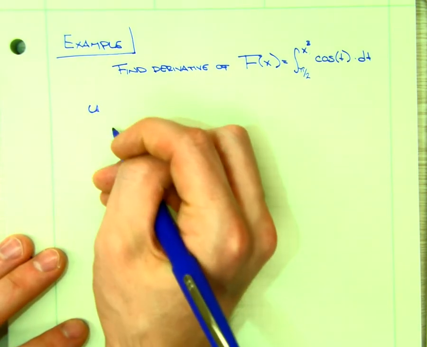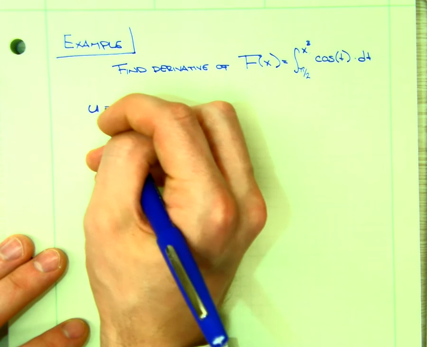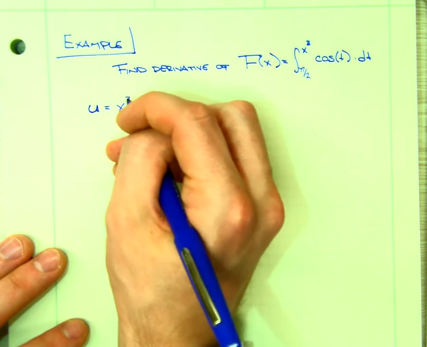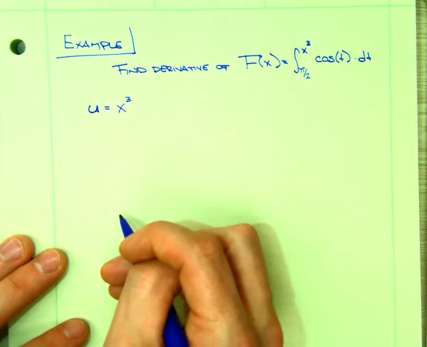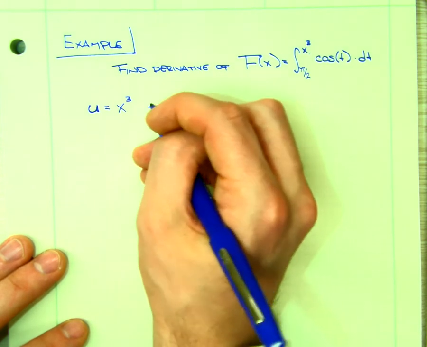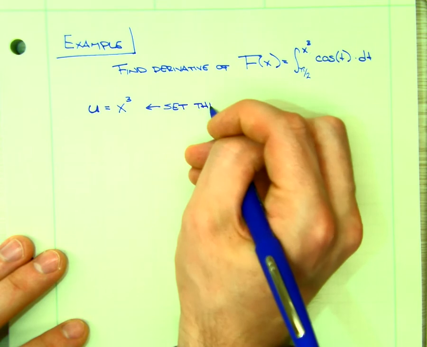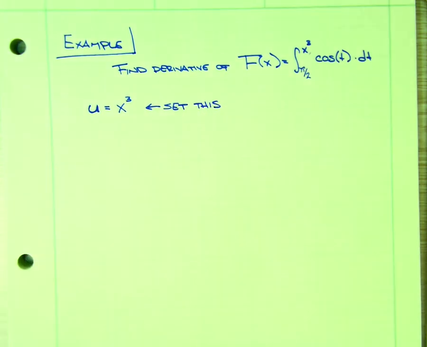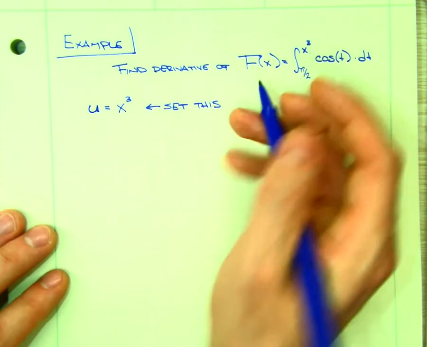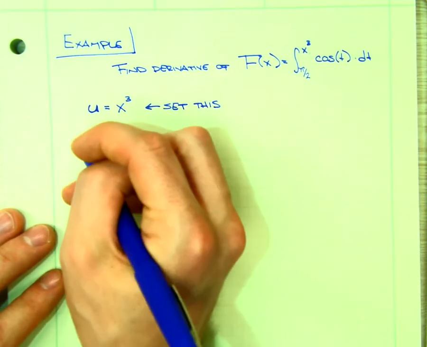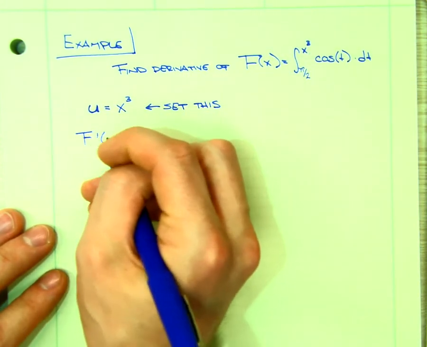In the chain rule we used u. In this case, I'm going to say u is going to be equal to x cubed. I'm just setting this. Just pull it out of wherever you want to, just set it. And so then I know that if I'm finding the derivative of this function, what I'm looking for is f prime of x.